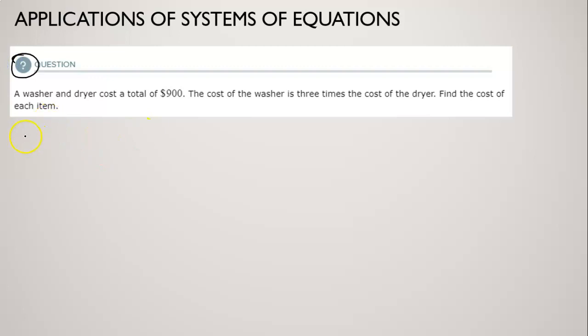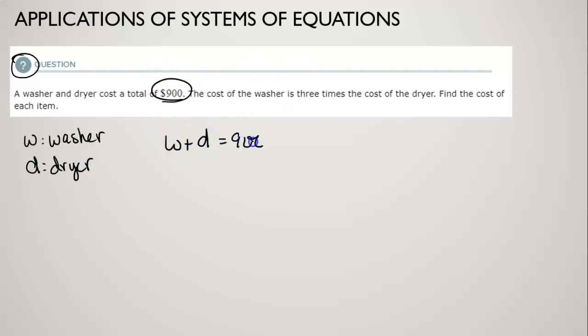All right, you should have started by identifying your variables. W for washer, D for dryer. Then we're starting to look for totals. The washer and the dryer together cost a total of $900. There are no more totals. That tells me I'm going to have to translate a sentence. It says the cost of the washer is, so is means equals, 3 times the cost of the dryer. So the washer is 3 times the cost of the dryer.